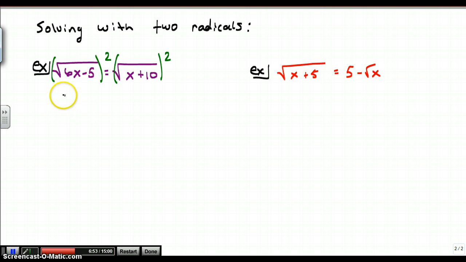Okay, so now I have this square root of this squared, which is going to be 6x minus 5. Same thing here, x plus 10. Now I solve for x. I subtract x from both sides, and I add 5 to both sides. So 5x equals 15, x equals 3.